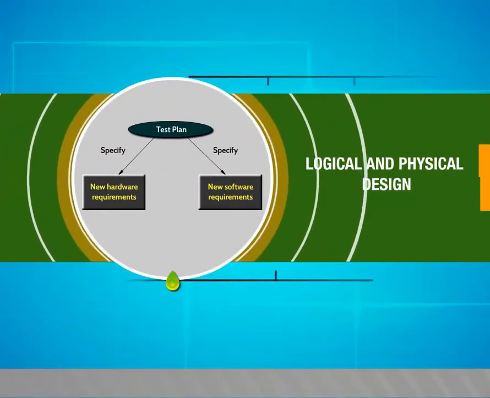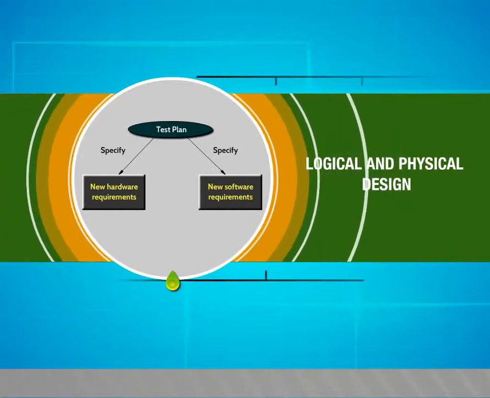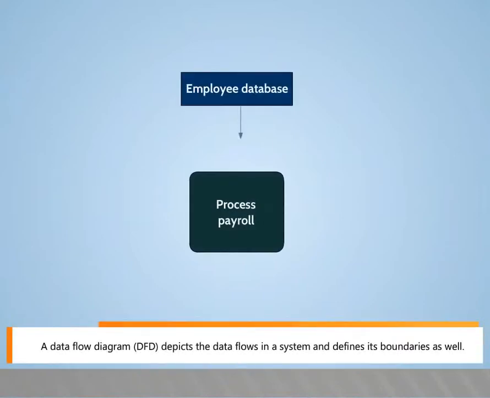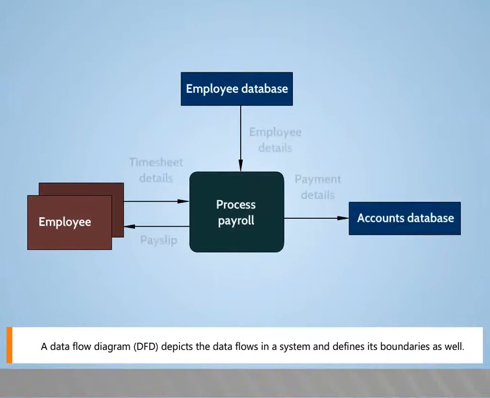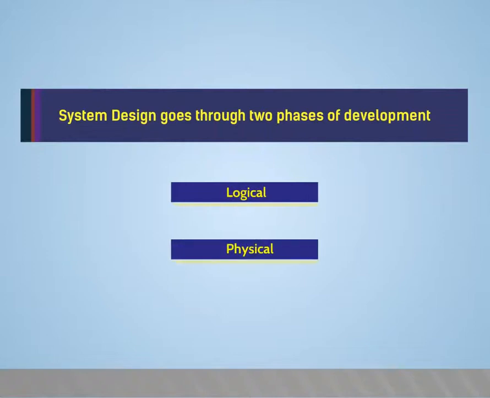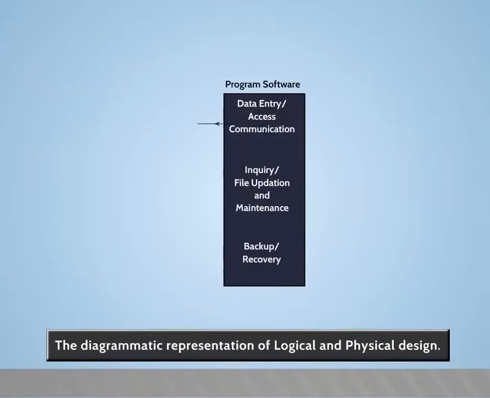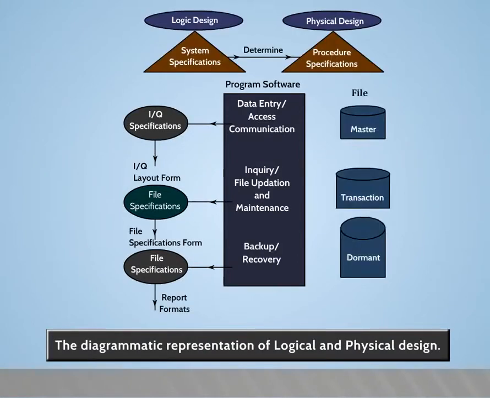Logical and physical design. In this video, we are going to see about logical and physical design. A data flow diagram (DFD) depicts the data flow in the system and defines its boundaries as well. System design goes through two phases of development, logical and physical. The diagrammatic representation of logical and physical design.